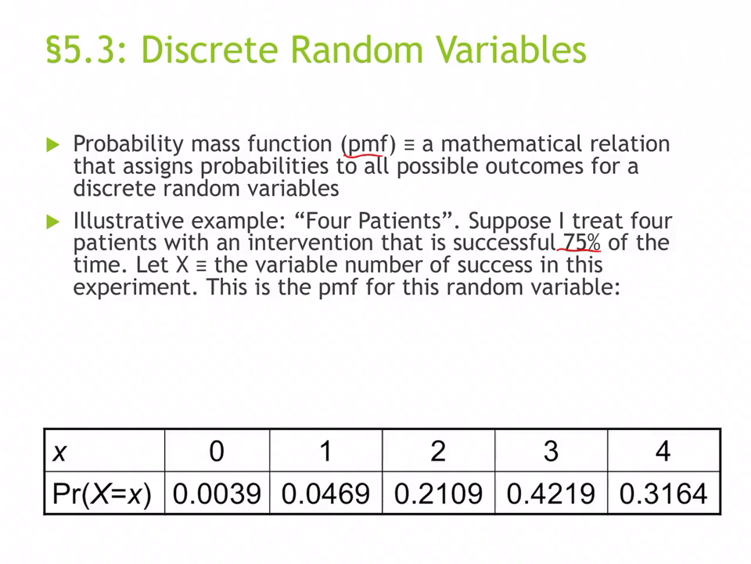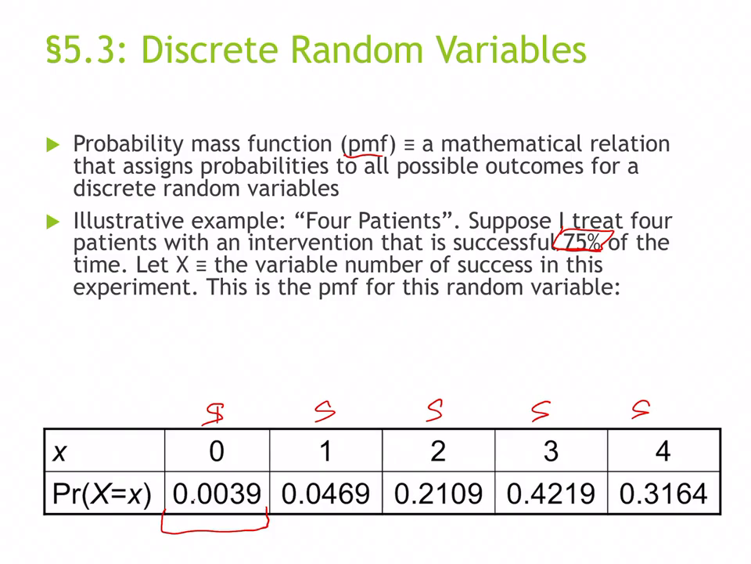So here we have our 75% probability. So the probability of having 0 successes, 1 success, 2 successes, 3 successes, 4 successes. This is the probability of having those with an intervention that is successful 75% of the time. So if I treat 4 people, and how I treat them is successful 75% of the time, what is the probability that none of those 4 are actually going to be successful?